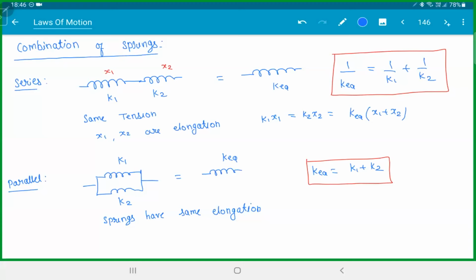Clear? This we use a lot in simple harmonic motion. Here we will not use much, but the next concept, there are a few problems where we'll see later on.